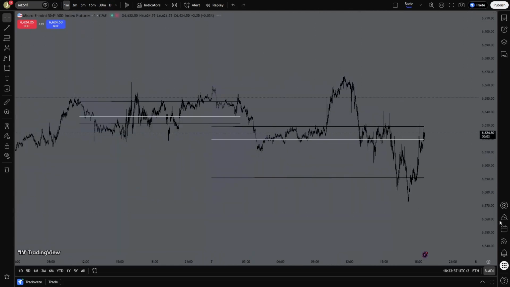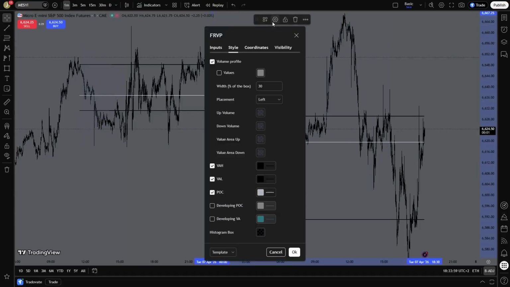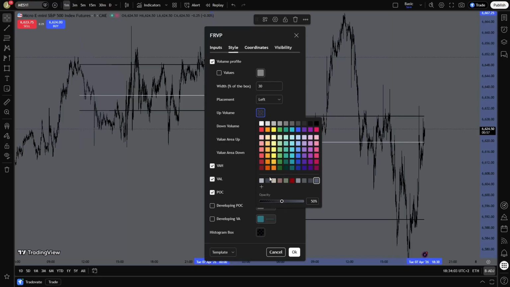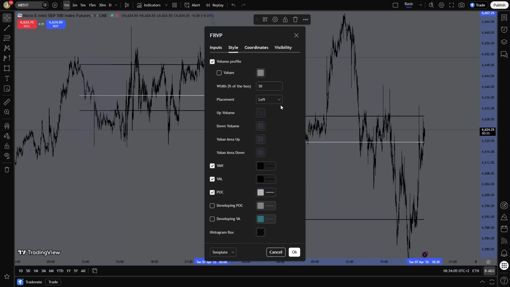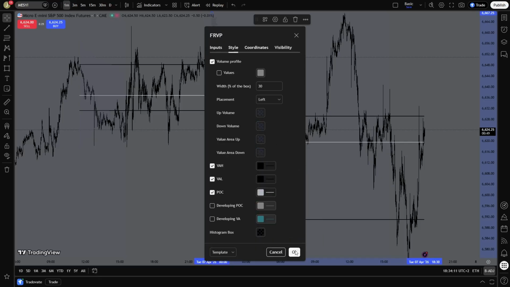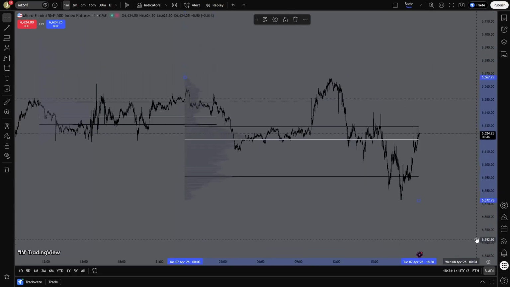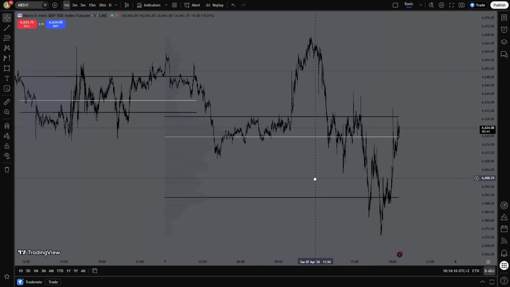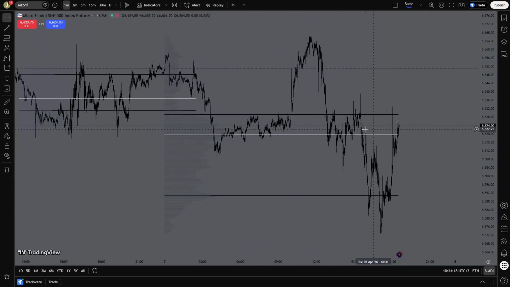So, yeah. This is the daily profile. I'll just switch the color so you can see better. This, this, this, and this. Alright. You can see it now. And right now, we can see that we have a range to trade in.